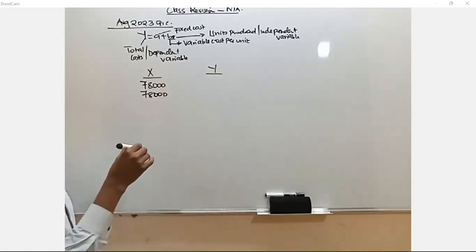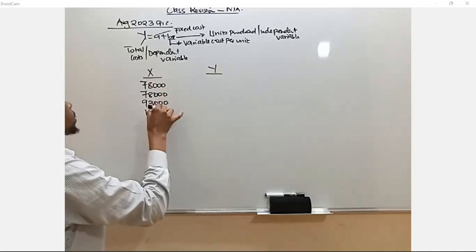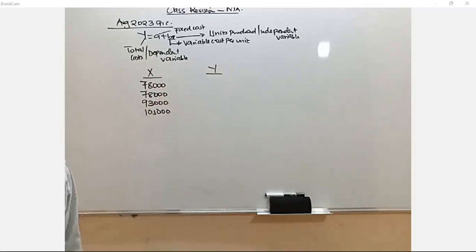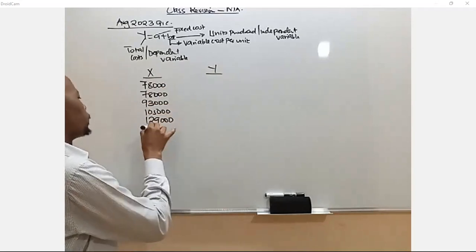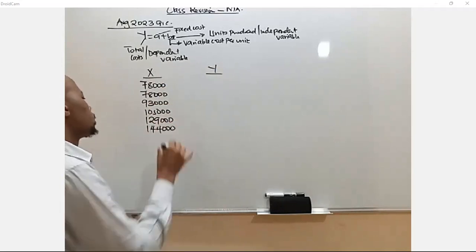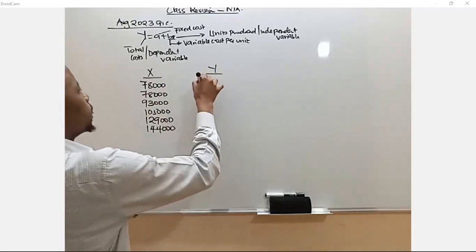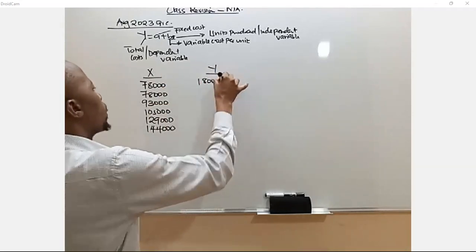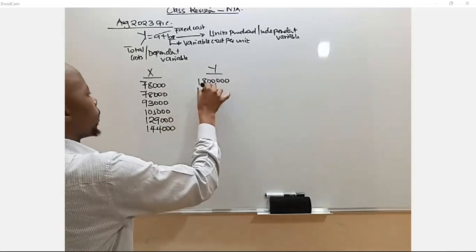You can see there we have 93,000, 105,000, 129,000, and 144,000 there. Now, when you look on the other side, we have 1.8 million, and 1.5 million.